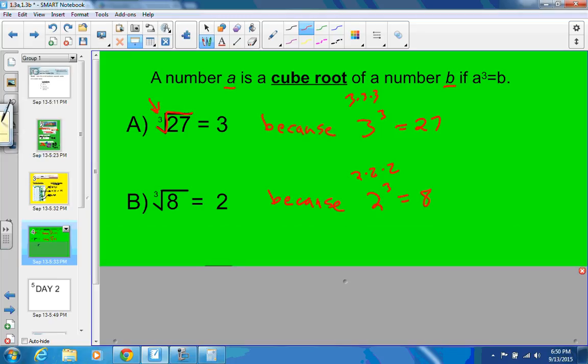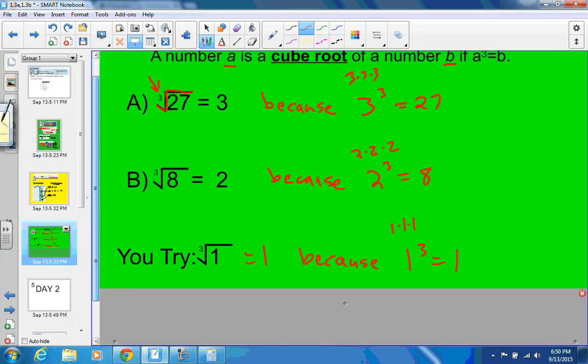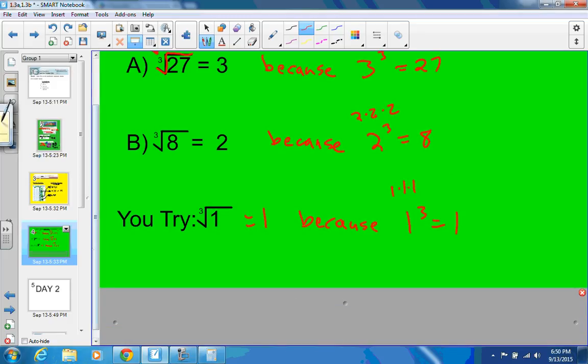Okay, let's do one more. Cube root of 1. I want you to try that on your own. What times itself will get you to 1? Hopefully that was an easy one for you. It is equal to 1 because 1 cubed equals 1. Now that's not 1 times 3. That's 1 times itself 3 times. And 1 times 1 times 1 is just equal to 1. Okay? So that's the intro to cube roots and square roots.